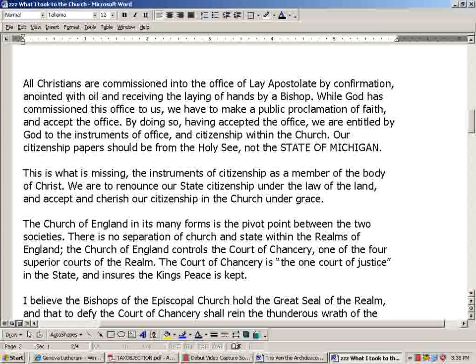This is what is missing, the instruments of citizenship as members of the body of Christ. We are to renounce our state citizenship under the law of the land and accept and cherish our citizenship in the church under grace.